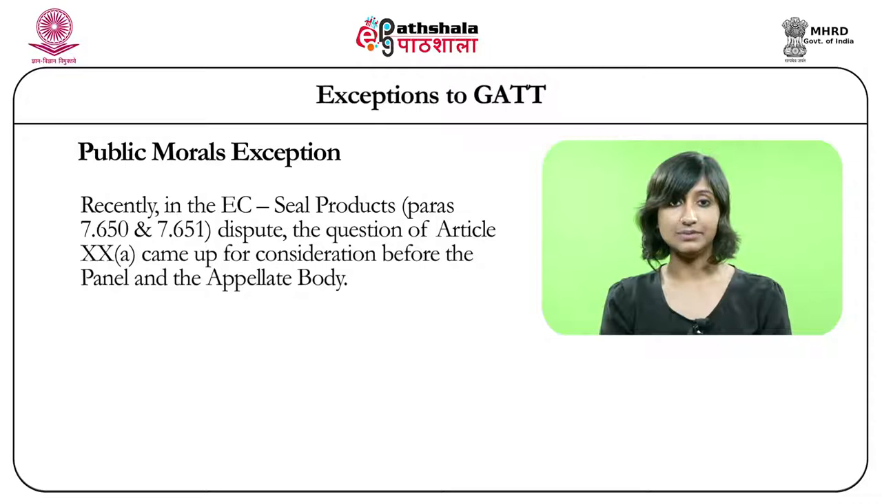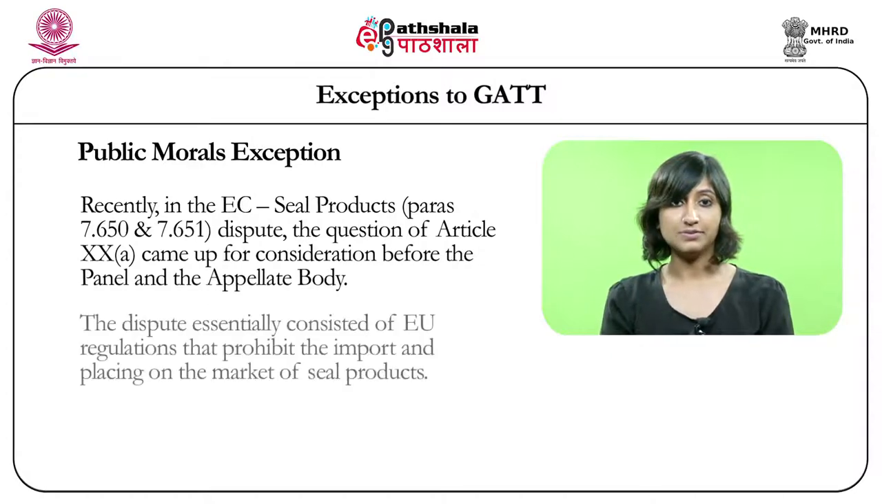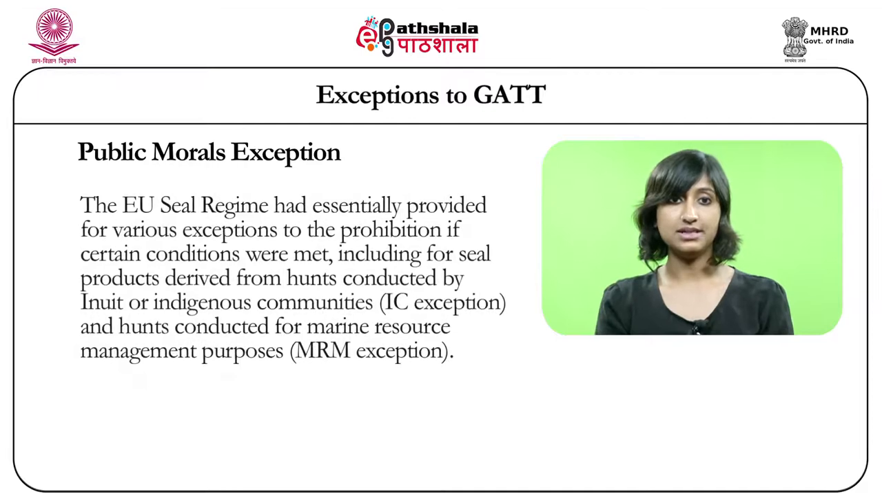Recently, in the EC seal products dispute, the question of Article 20A came up for consideration before the panel and the appellate body. The dispute essentially consisted of EU regulations that prohibit the import and placing on the market of seal products. The EU seal regime had essentially provided for various exceptions to the prohibition if certain conditions were met, including for seal products derived from hunts conducted by Inuit or indigenous communities, which is called the IC exception, and hunts conducted for marine resource management purposes, which is called the MRM exception.